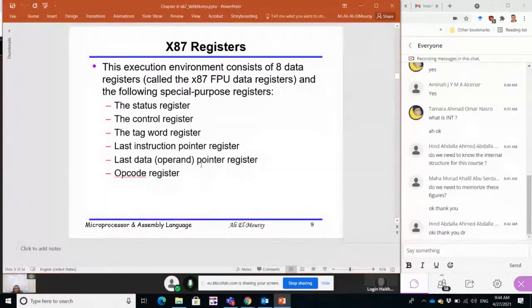What we really want to learn in the 8087 is this set of registers, or not all of them, and we will not even describe them in full detail.